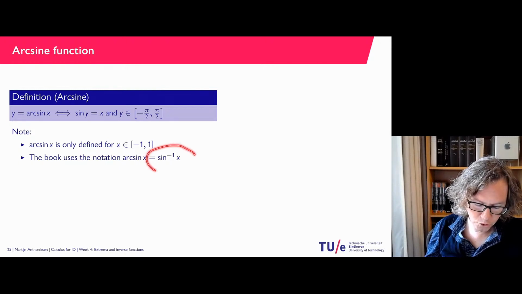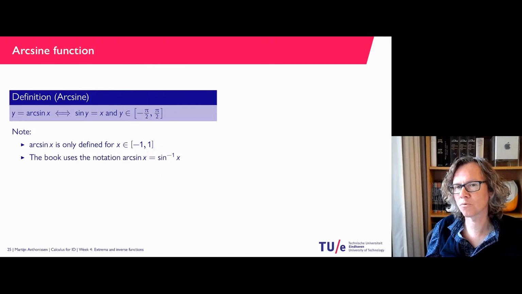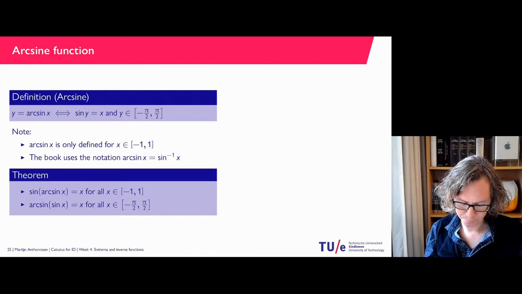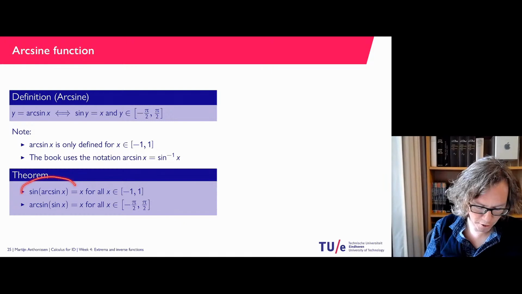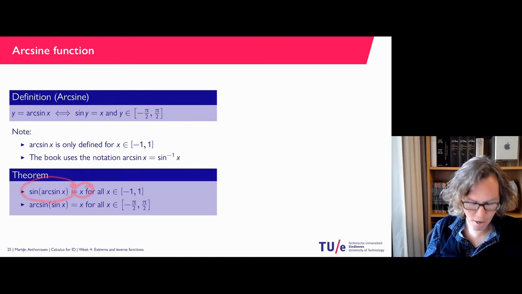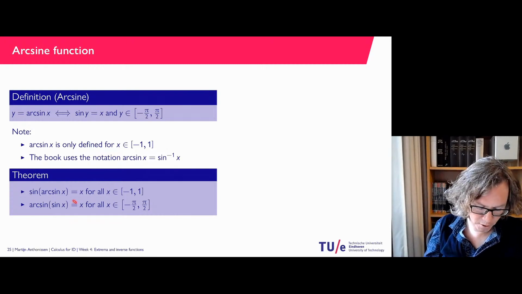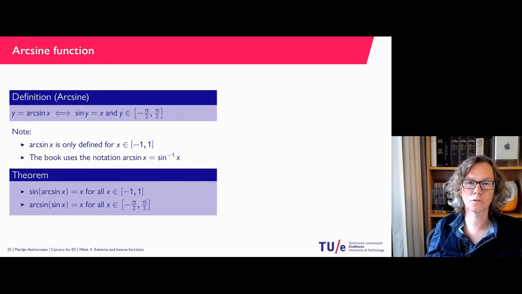Then the book uses this notation, and that is a bit confusing, as I already pointed out when we were talking about general inverse functions. So we don't use that, but you will encounter it when you're studying the book. So sine inverse and arcsine are the same. So what we have is that they cancel out. The sine of the arcsine just gives x back, provided that x is in the domain of all these functions. Similarly, the arcsine of the sine, they cancel each other out, but only in this region.